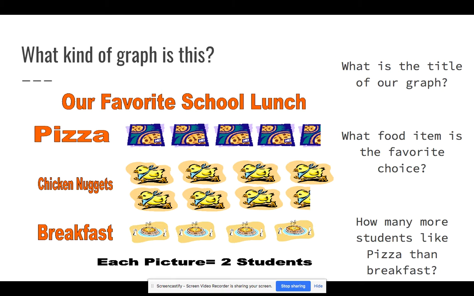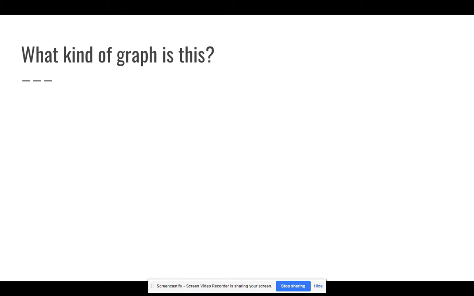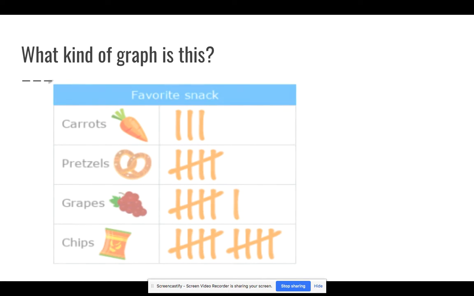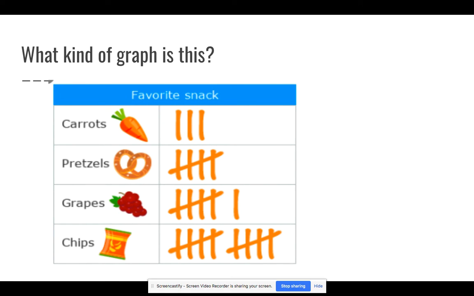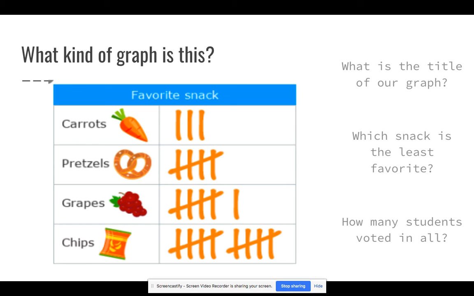Now let's go to our next one. What kind of graph is this? Right, this is a tally chart. A tally chart represents data by using tallies. Each one of our tallies represents 1. Now let's answer some questions. What is the title of our tally chart? Right, our title is called Favorite Snacks.